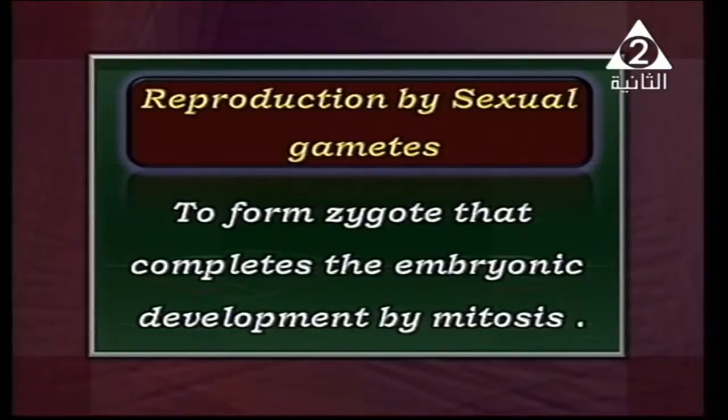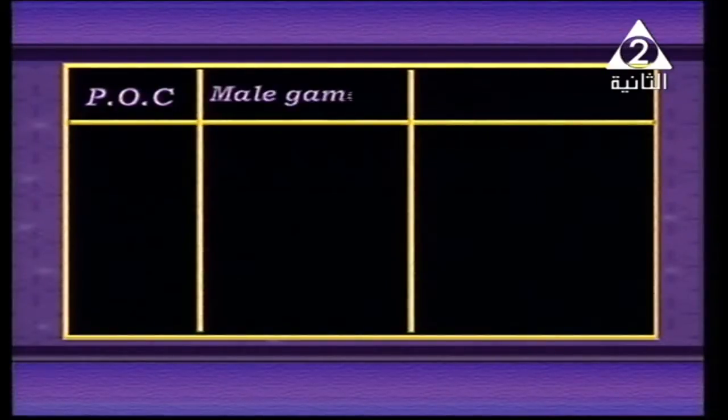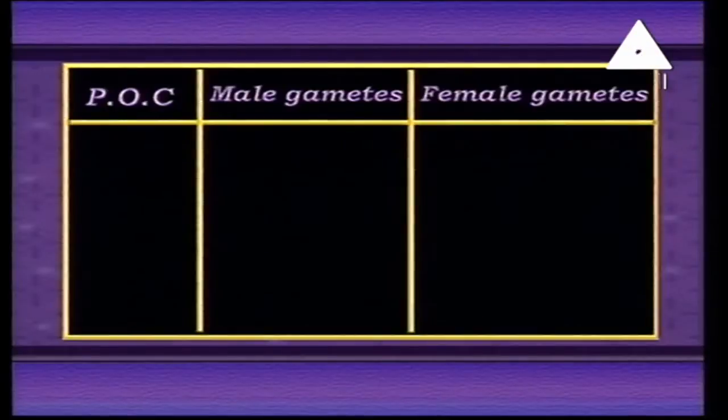Embryonic development is completed by mitosis. So the mitotic division happens directly, and there is no meiotic division. As soon as the male gives us the male gamete and the female gives us the female gamete by meiotic division, when they are fused together, they give us the zygote. And we have a comparison here between the male gamete and the female gamete, one of the most important comparisons.